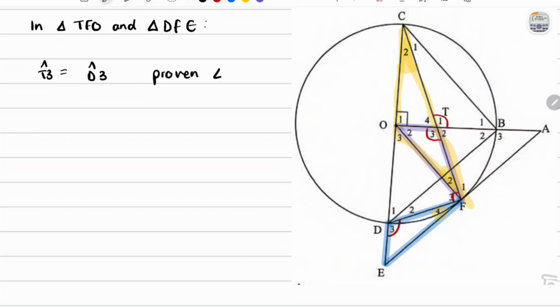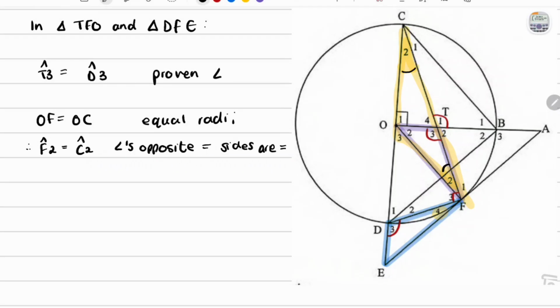Then after that, now we're actually showing them the second angle that is equal. The second angle is equal, first of all, because we have OF being equal to OC because they're equal radii. So OF equals OC, equal radii. Those two radii are equal. Because they're equal, we will have an isosceles triangle now. Now their angles are equal. So that means that angle F2 is equal to angle C2 because angles opposite equal sides are equal.